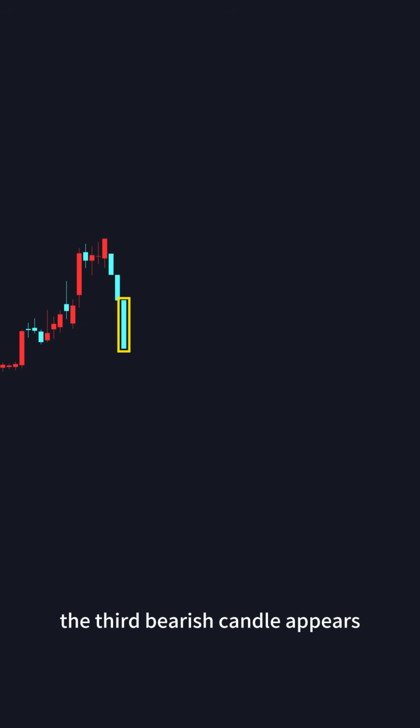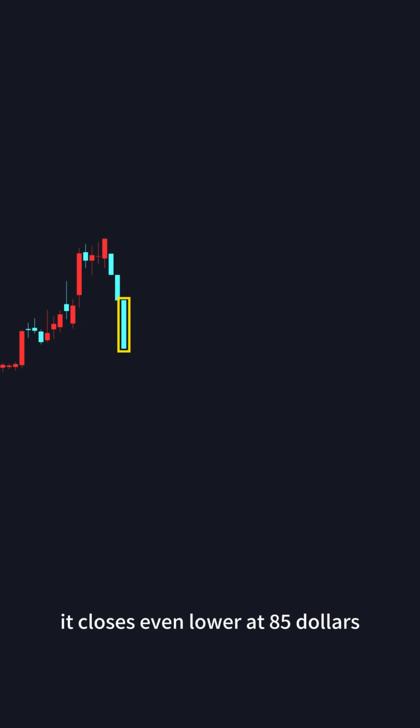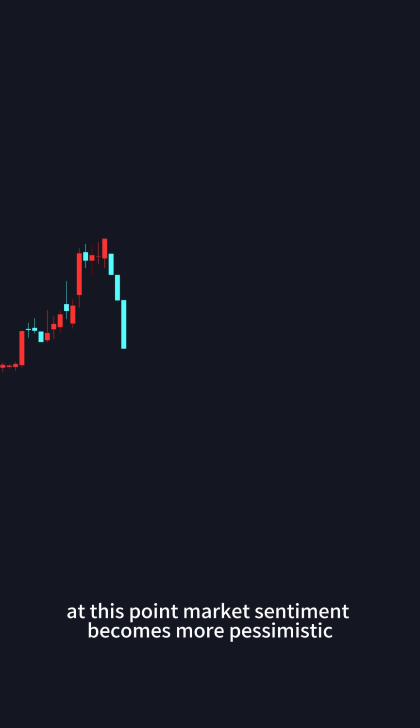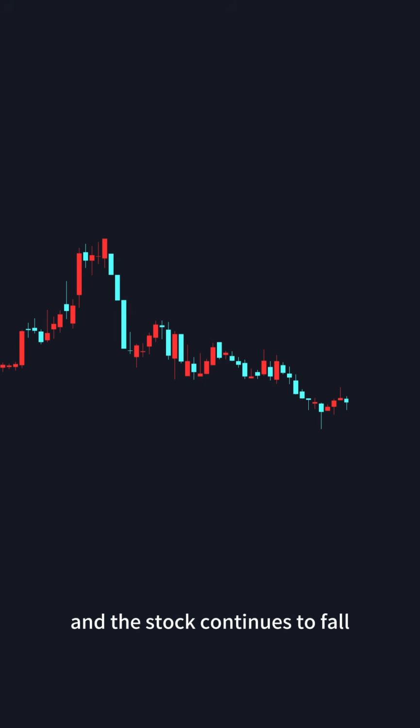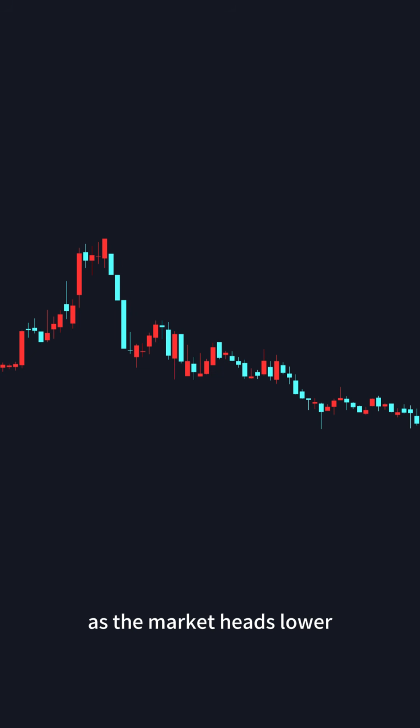The third bearish candle appears, with an opening price below the second candle's closing price. It closes even lower at $85, completing the three black crows pattern. At this point, market sentiment becomes more pessimistic, and the stock continues to fall. Investors can use this signal to consider selling and avoid further losses as the market heads lower.